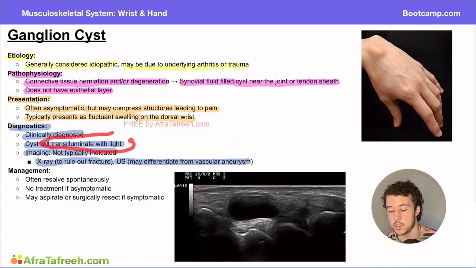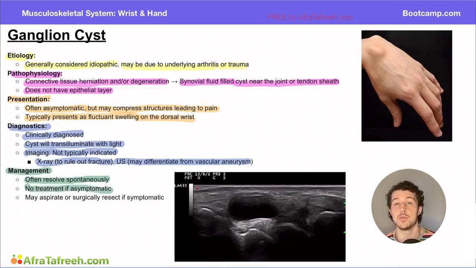And the transillumination test will confirm that it is a fluid-filled cyst, and so we can distinguish that from something like a lipoma. And finally, let's talk about management. So these will often resolve spontaneously. And if there are no symptoms in the patient other than the noticeable mass, we might not use treatment and hope that there is spontaneous resolution.